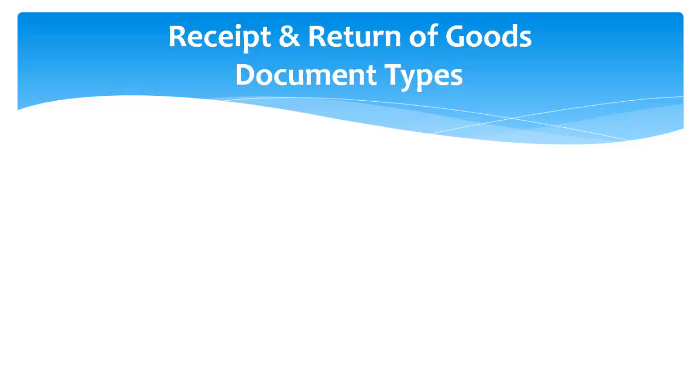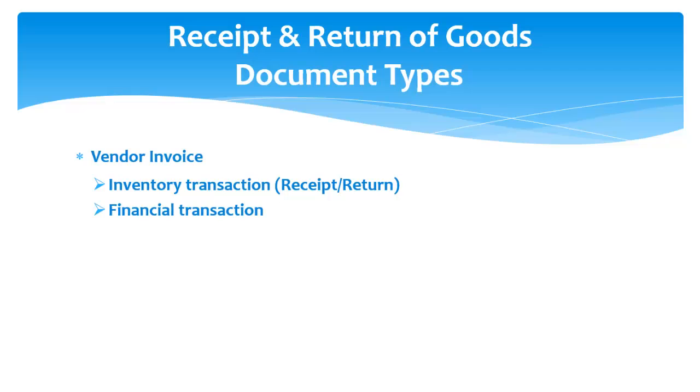Priority offers several different options for recording the receipt of goods from vendors or the return of goods to a vendor. You can record a vendor invoice, which triggers both an inventory transaction and a corresponding journal entry for the shipment or return. Use negative quantities to indicate returned items.